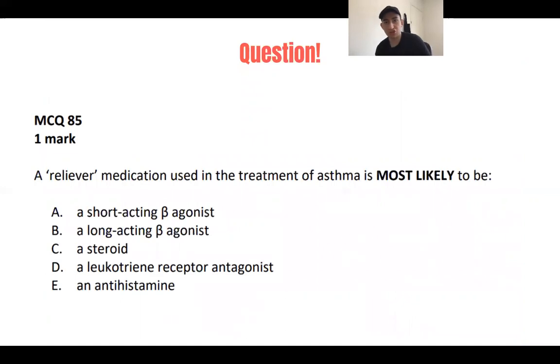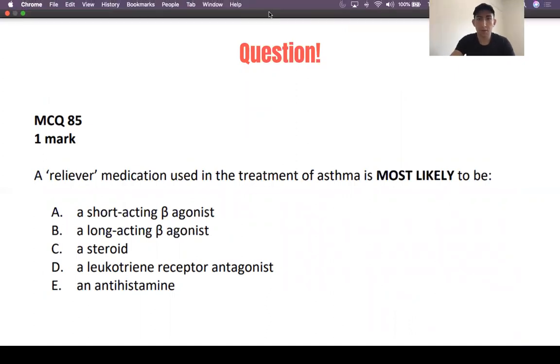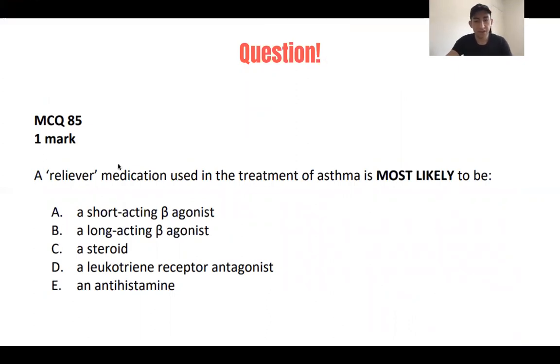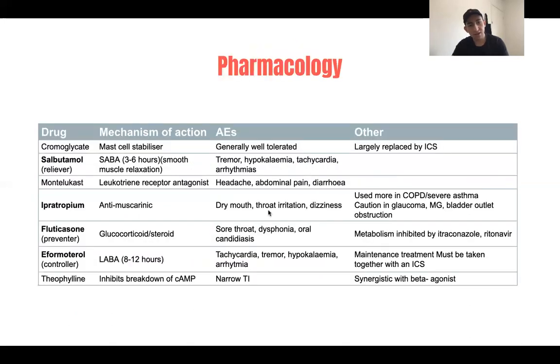A reliever medication used to treat asthma only is which one of the following? Yep, perfect. So the answer is a SABA. Ali is a 50-year-old man who has hypertension. He's been put on a certain medication and now has a dry cough. Which one does he have? I think this is pretty straightforward. He has an ACE inhibitor-induced cough, in which case you'd put him on a sartan.